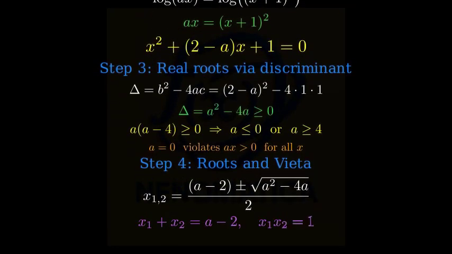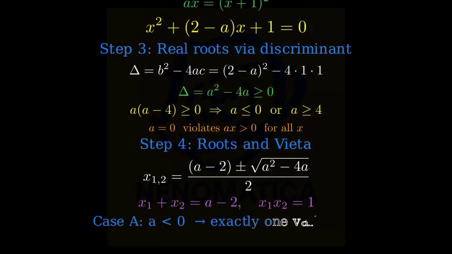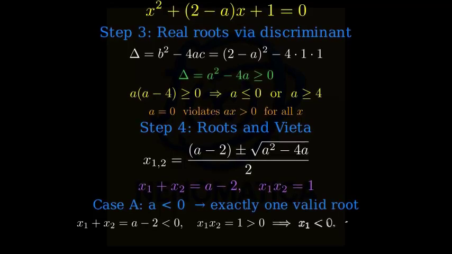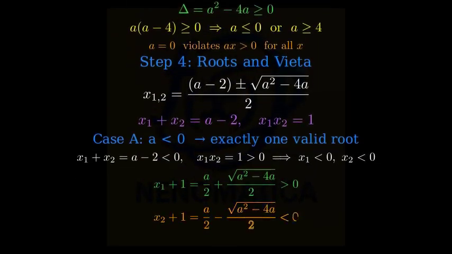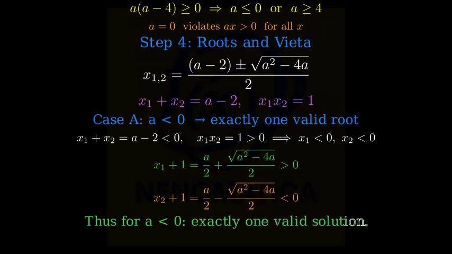The sum equals a minus 2 and the product equals 1. Now analyze cases to guarantee exactly one valid solution of the original log equation. Case 1, a less than 0. Here, the sum a minus 2 is negative and the product is 1. So both quadratic roots are negative.